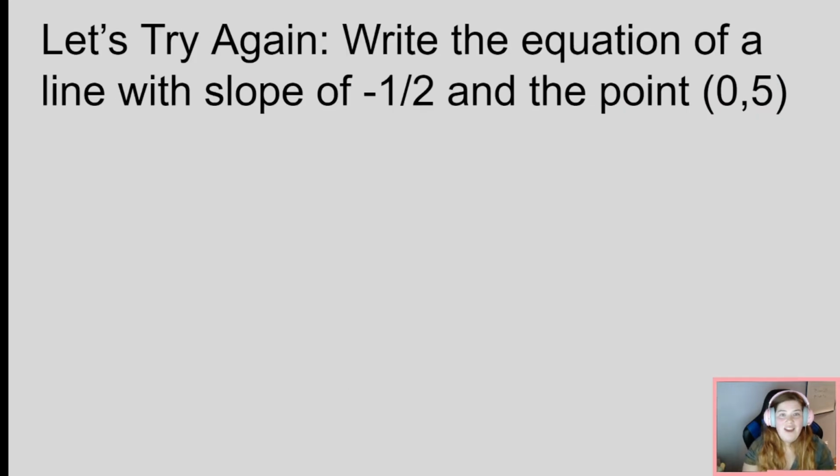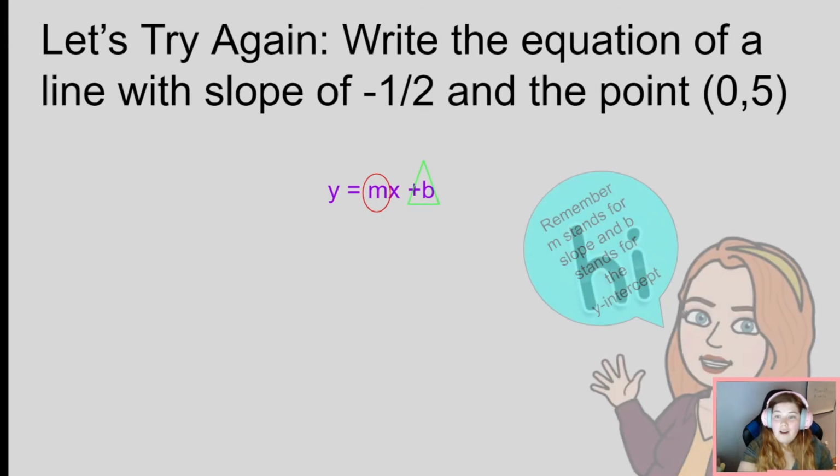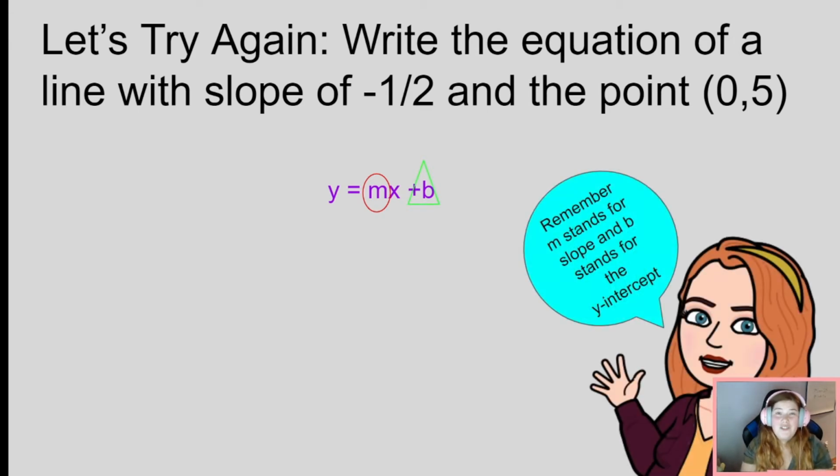Let's try it again. Write the equation of a line with slope of negative 1/2 and the point (0, 5). So notice this time it didn't say it's the y-intercept, but why do we know it's the y-intercept? If you said because x is 0, you're correct. All y-intercepts come in the form (0, the number). So again, I encourage you to write that original equation. And we're going to replace that m value and our b value. And remember that m stands for slope and b stands for the y-intercept. This is super important for today's lesson. M stands for slope, b stands for the y-intercept.